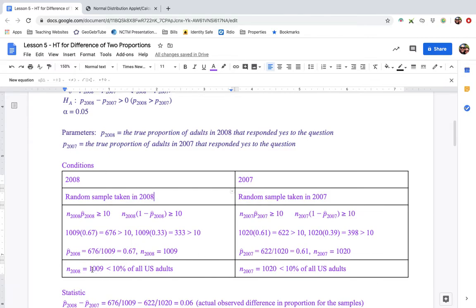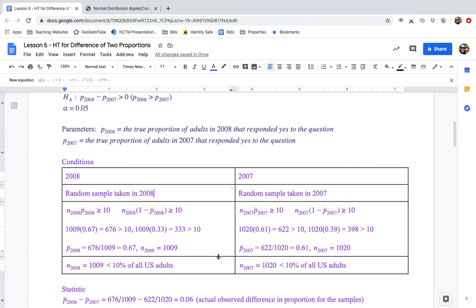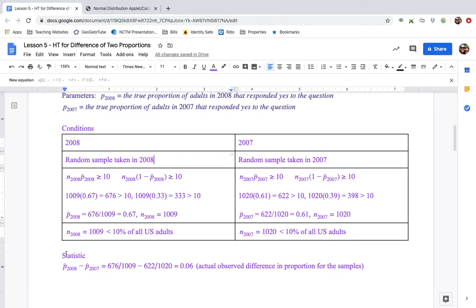Our sample size in each year is certainly less than 10% of all the adults in the United States, which means that all of these respondents are likely to be independent. It's really unlikely that you've picked the same person in both years, or family members or things like that. There's just such a small percentage of United States adults. So we have our random sample check, normal check, and independence check. So we can proceed.